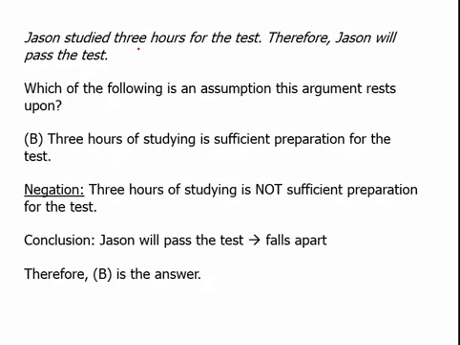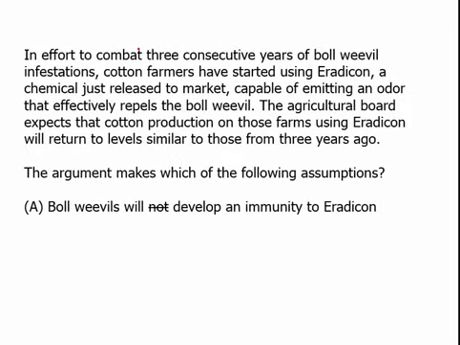So what I'm going to do is bring back those two answer choices, getting a little bit ahead of myself there actually, but the ones we had earlier. I'm just going to put them in A and B format, and you'll see here I already negated the assumption, but let me go back for a second. A, boll weevils will not develop an immunity to Eradicon. It's very easy to negate an answer choice that already has no or not in it. Simply get rid of no or not. So, boll weevils will develop an immunity to Eradicon. If this results in the conclusion falling apart, then it is an assumption.